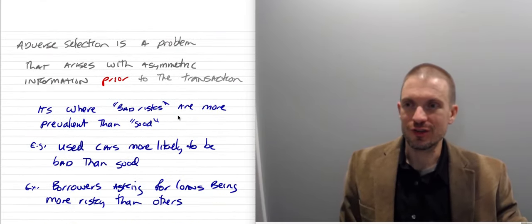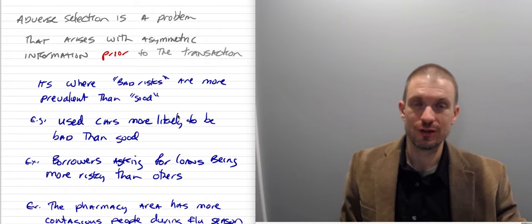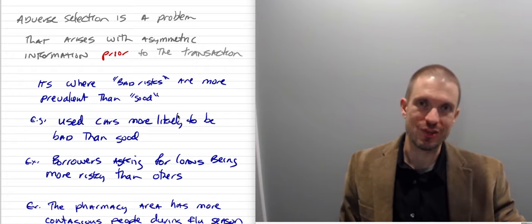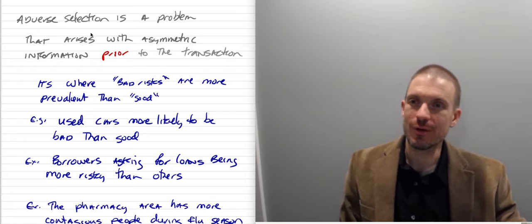Adverse selection is a problem that arises with asymmetric information prior to the transaction. Think of adverse selection as like bad selection. Moral hazard is a problem that happens after the transaction. It's failure to take adequate precaution. Here I'm talking about adverse selection.